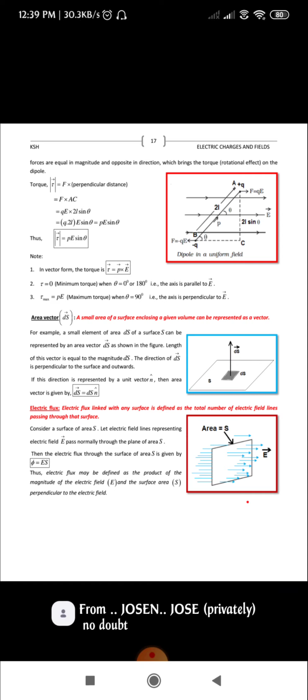Good to see that you have understood these concepts. After the class, please go through the derivation of the torque experienced by an electric dipole placed in an electric field. As I have said, it will be asked for 3 marks. It is a sure question. And also go through the area vector and electric flux, as we will make use of them in the upcoming derivations.